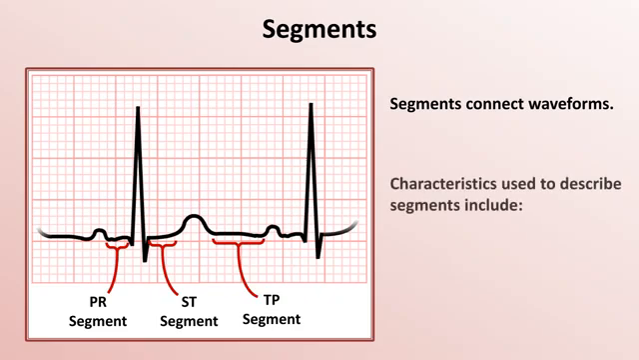The only characteristic typically used to describe segments is morphology, including whether or not they have positive or negative deflection as compared to the TP segment. For example, negative deflection or depression of the PR segment can be seen in pericarditis, while either positive or negative deflections of the ST segment can be seen in a variety of conditions such as ischemia, myocardial infarction, conduction blocks, and ventricular hypertrophy.